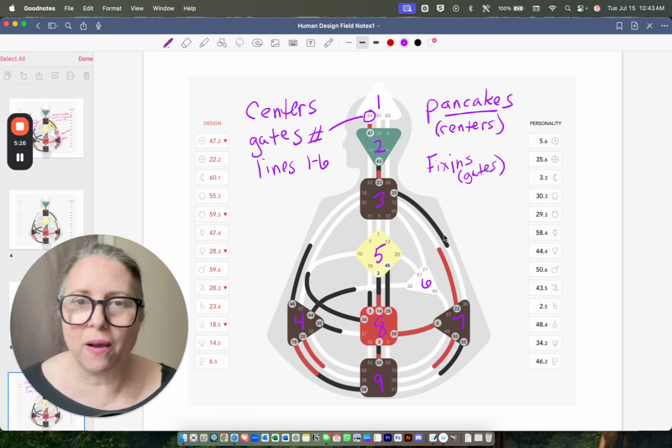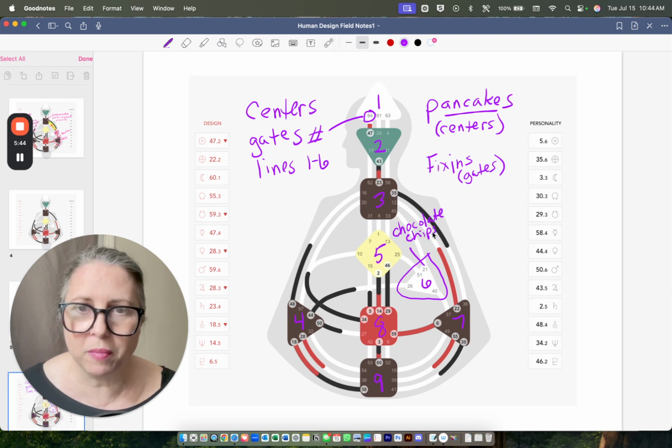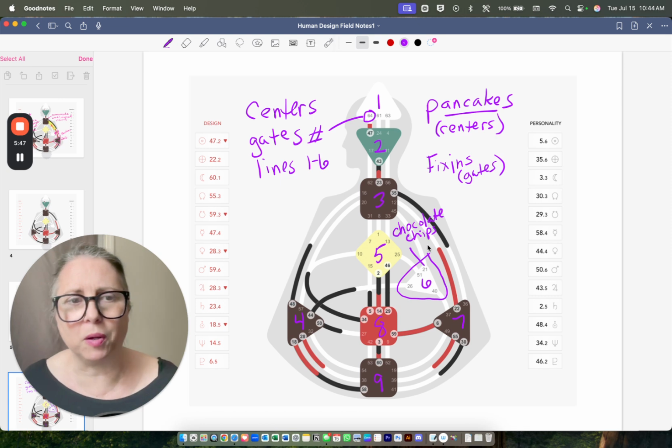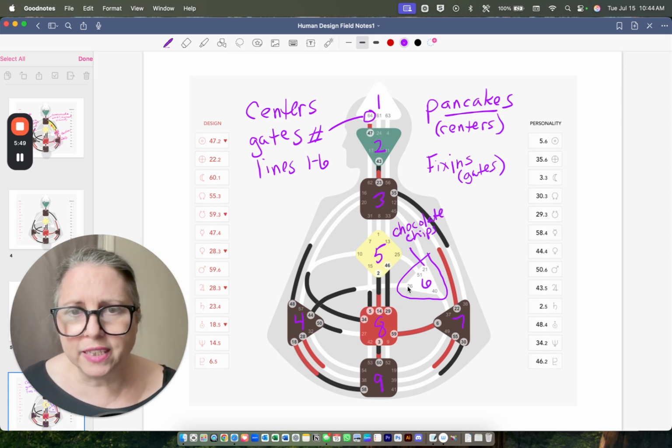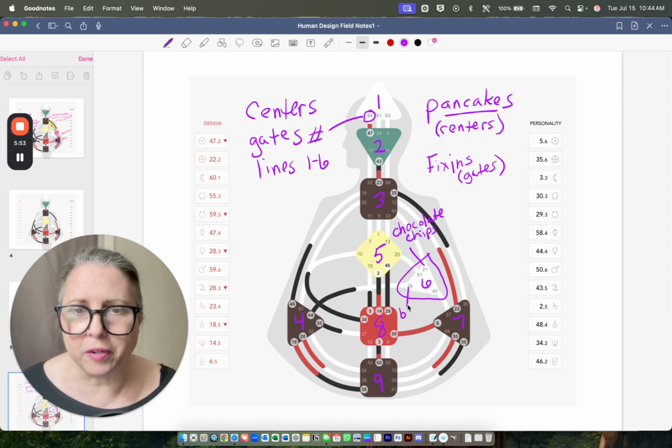So think about, let's do one that's really simple. Let's do the will center right here. So what if 21 was chocolate chips? So now we might have buttermilk pancakes, but with chocolate chips. And let's say 26 were blueberries. It's pretty common, right?